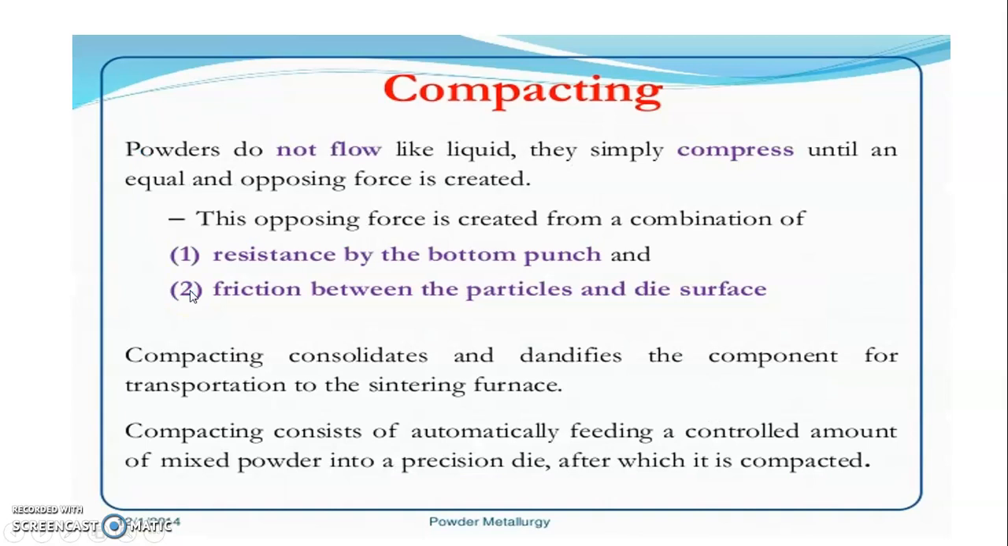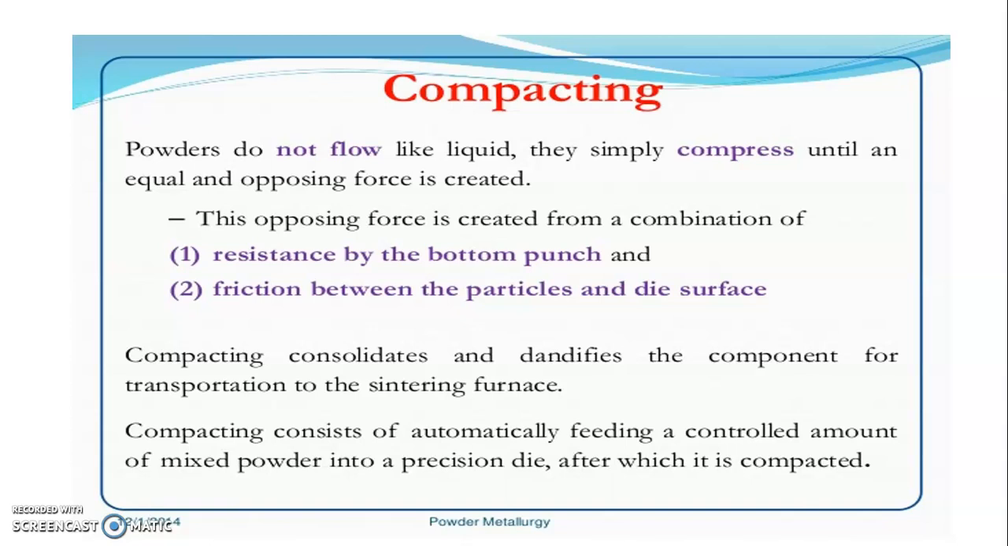Powders do not flow like a liquid. They are simply compressed until an equal and opposite force is created. We saw that in the previous slide. It is not a liquid shape, so it forms a bulk formation. This opposing force is created from the combination of resistance by the bottom punch and friction between the particles and the die surface. Compacting consolidates and densifies the compact for transportation to the sintering furnace.